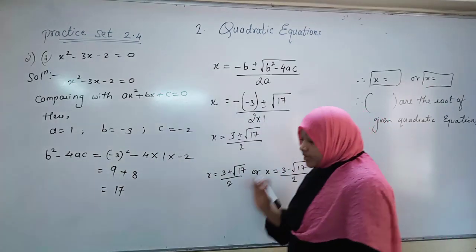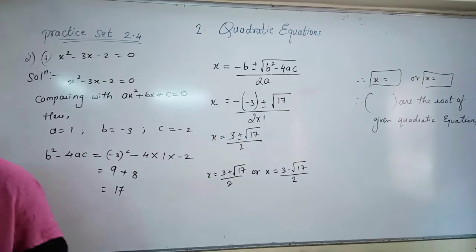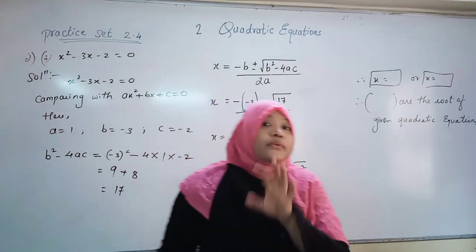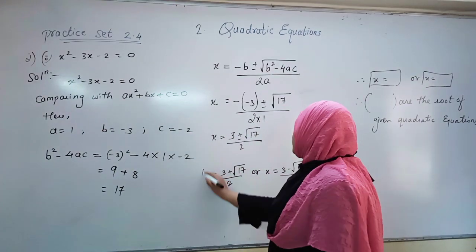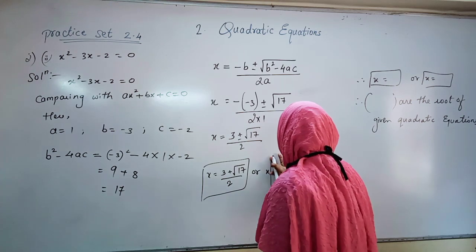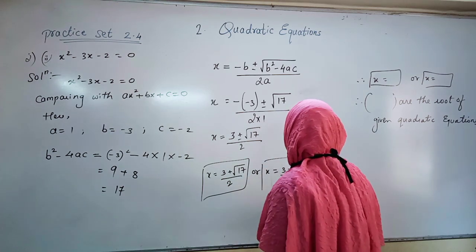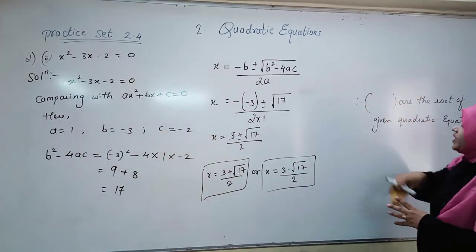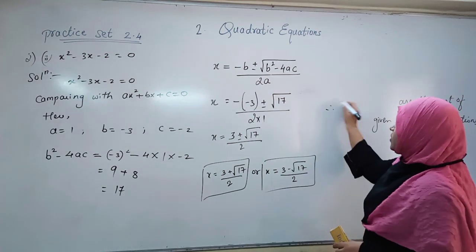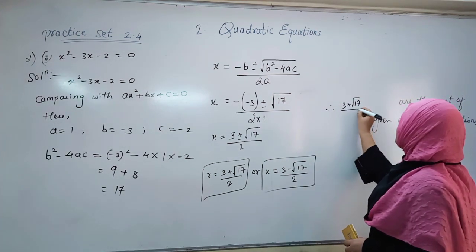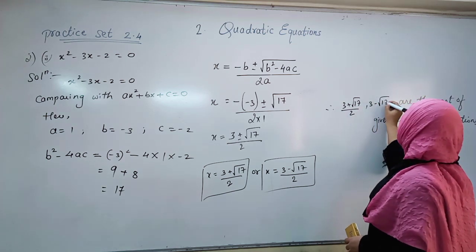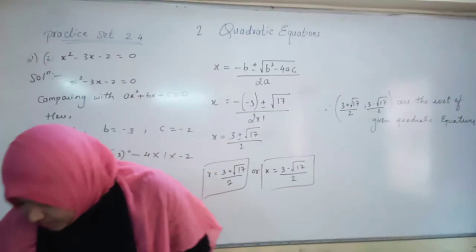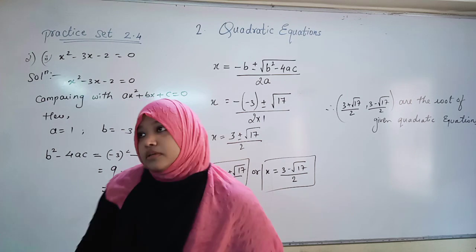Okay student, now confirm. Did we combine the number and the root number? We never combine a number and a root number. Understood? So here we got the value of x and here we got the value of x. We got 2 values for x. So what are we going to write here? The statement. Therefore, 3 plus root 17 upon 2 and 3 minus root 17 upon 2 are the roots of the given quadratic equation. Understood? Come on, write down fast.